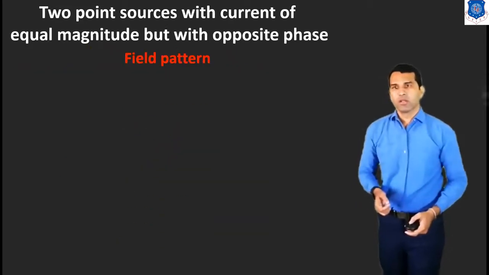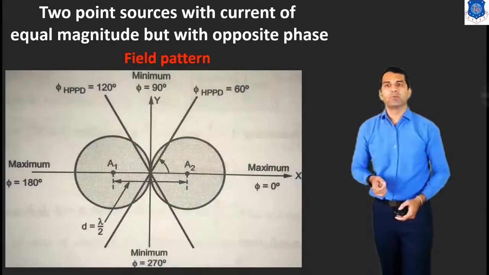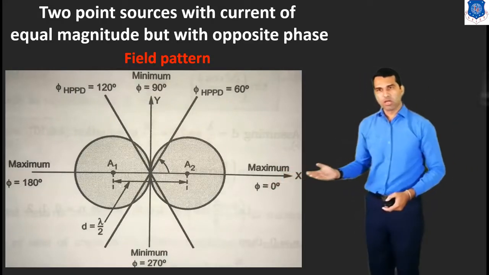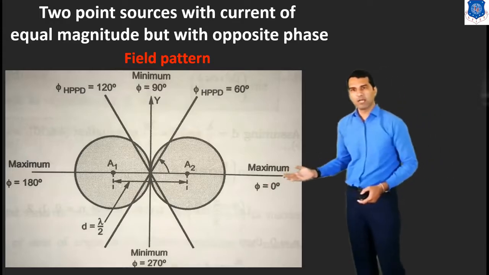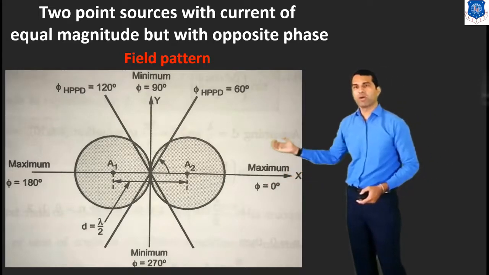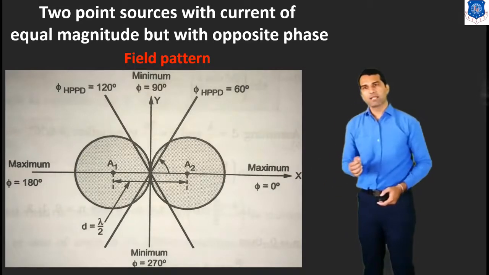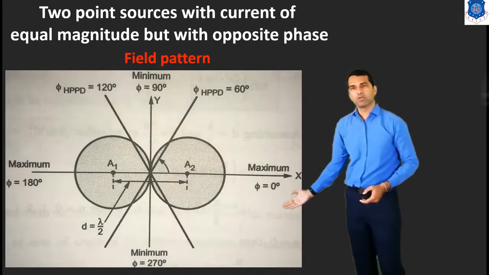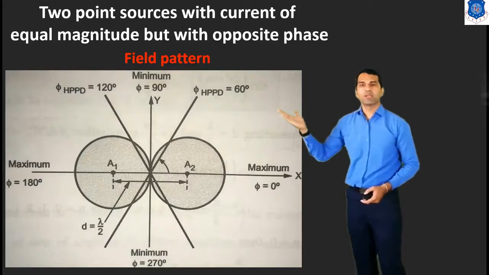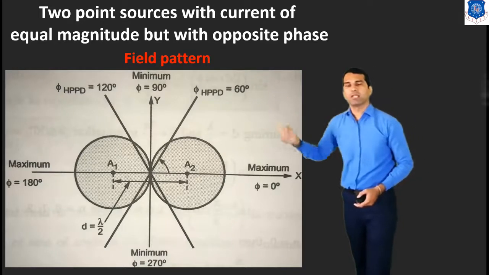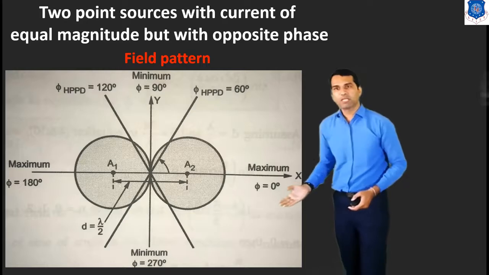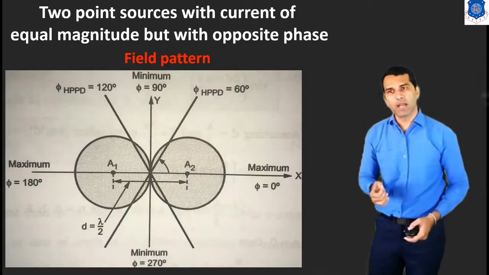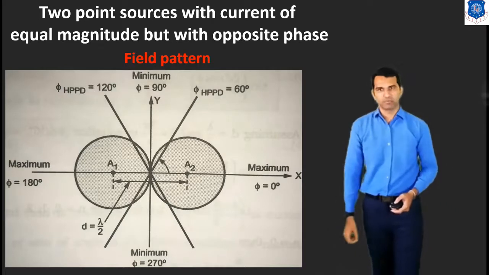So the field pattern for the two point sources with currents of equal magnitude but opposite phase is shown in the figure. Here the maximum direction we can see is when φ = 0 and φ = 180 degrees. Same as the minimum direction, we can see here is when φ = 90 degrees and φ = 270 degrees. And the half power points we can see here are 60 degrees and 120 degrees. So this is the radiation pattern, or we can say the field pattern, for the two point sources with currents of equal magnitude but opposite phase.